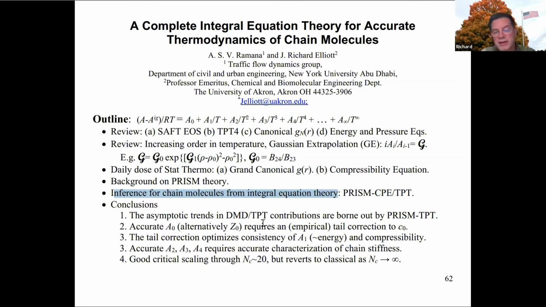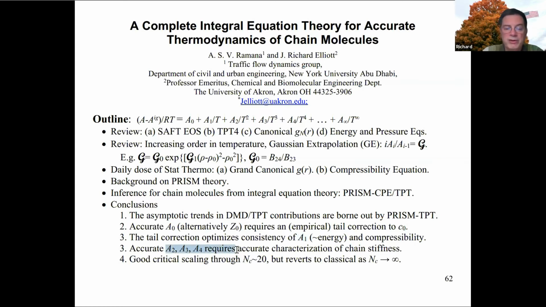Well, we need to do the same thing to get accurate A1. And so that's what I mean by accurate thermodynamics in this title. So we're going to match these DMD-TPT results by using this empirical tail. Well, if you think about it, there's a trick to that, because the radial distribution function that comes out of the purely repulsive part also plays a role when you compute the A1 term. We'll see that as part of this review in just a second. And so you have to be self-consistent in the way that you devise that tail so that you're matching the A1 and the A naught term simultaneously. Okay, that's the basic idea.